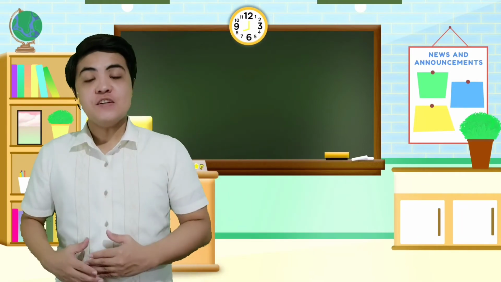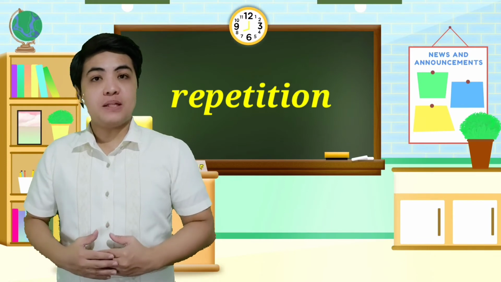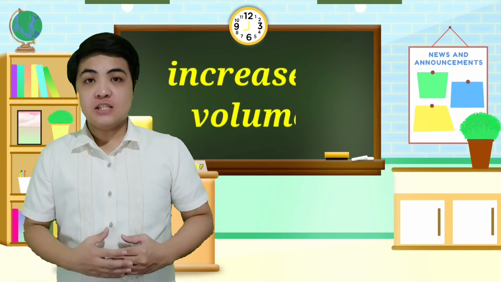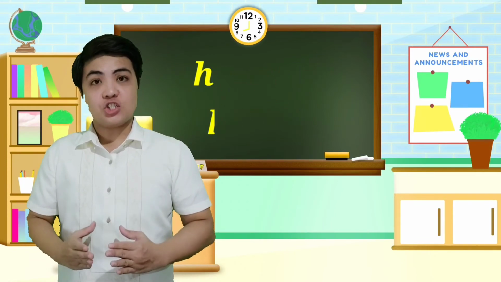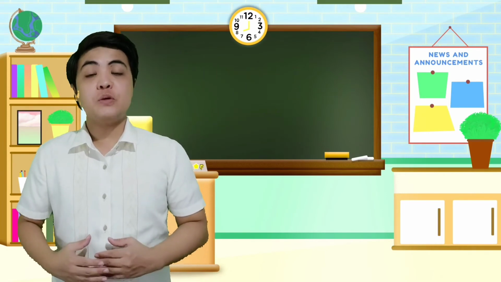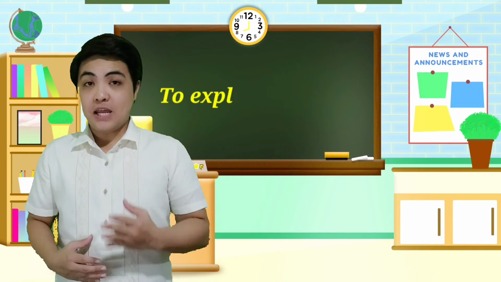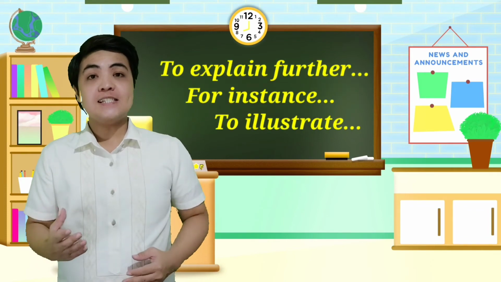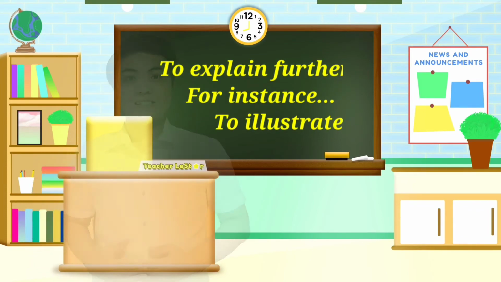Remember, your goal is to make your listeners fully understand the concepts that you are explaining. So, emphasis on certain parts through repetition or using an increased volume and a higher pitch may be necessary. Key explanations may also be introduced with phrases like to explain further, for instance, and to illustrate.